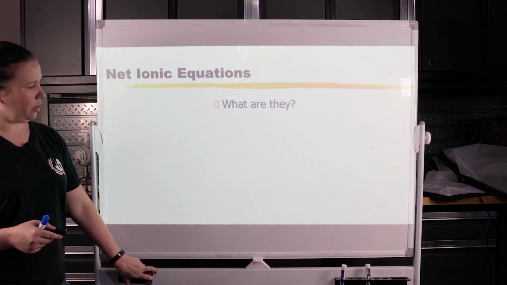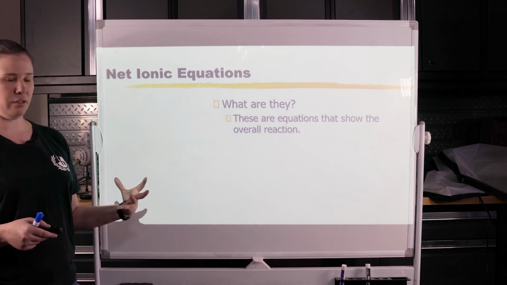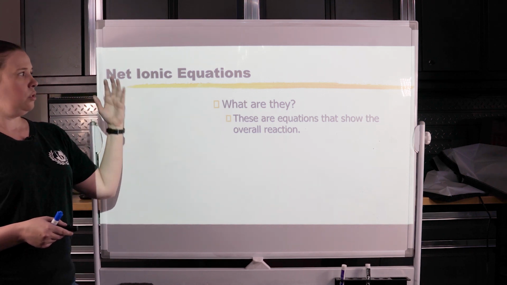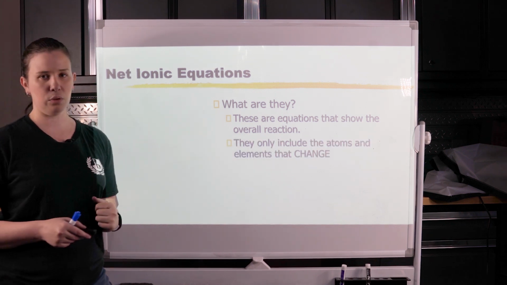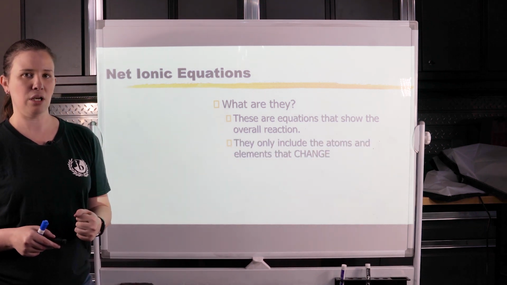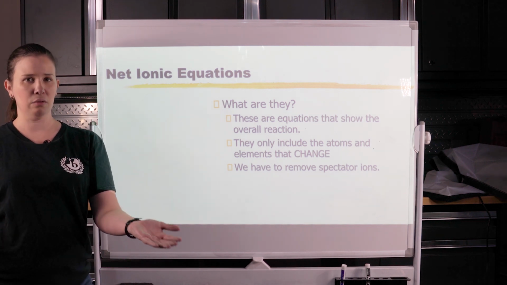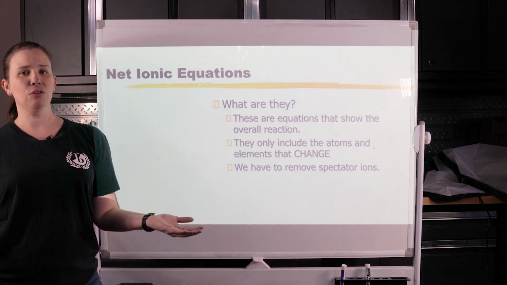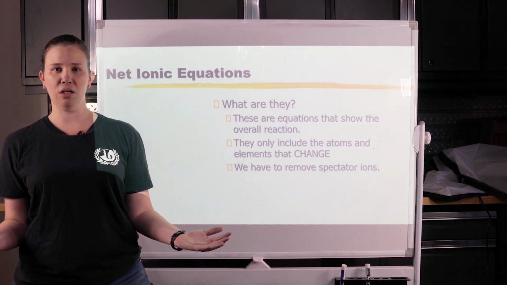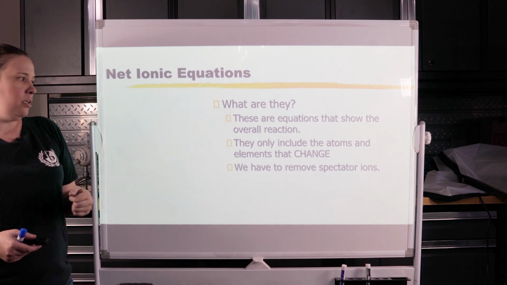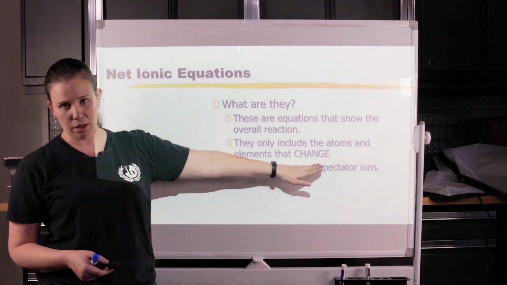So let's look at what happens in a net ionic equation. Net, as opposed to like gross, would show only what's important, only the things that change. So we are going to have to remove things that stay the same as you go from reactant to product. If there's no change, why even show it in the equation? So net ionic equations are going to kind of clean this up a little bit. They're going to remove what's called spectator ions.